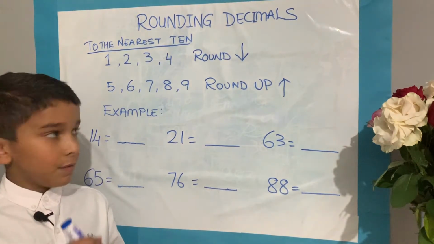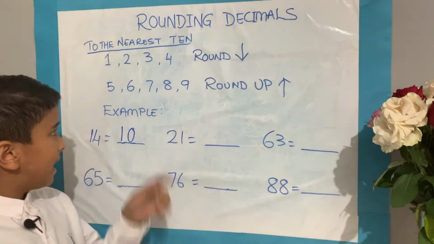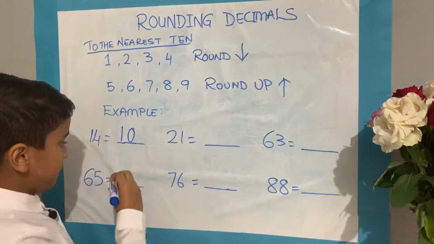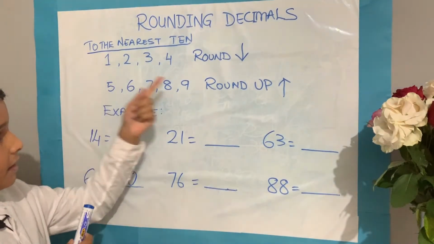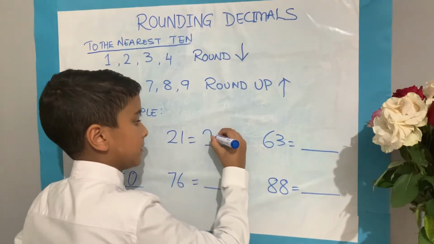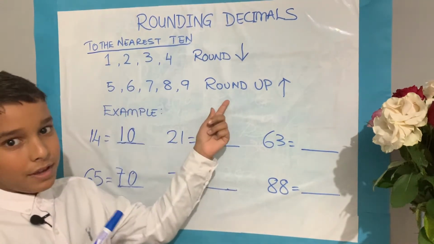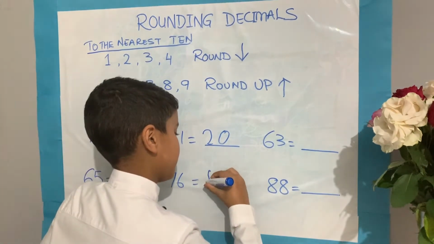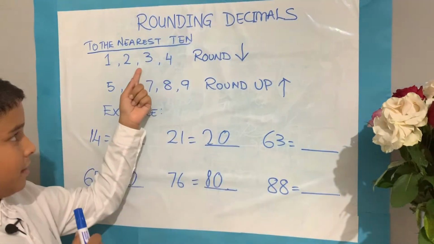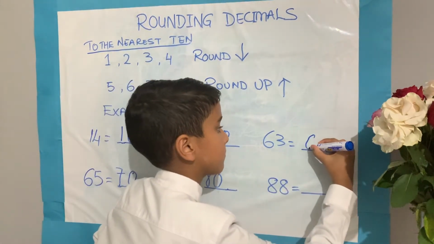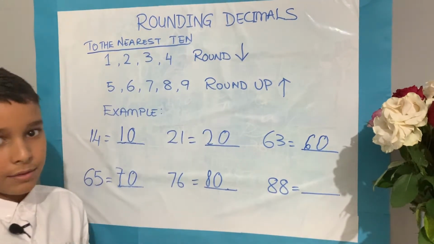14 ends in 4, therefore it rounds down to 10. 65 ends in 5. Therefore, it rounds up to 70. 21 ends in 1. Therefore, it rounds down to 20. 76 ends in 6. Therefore, it rounds up to 80. 63 ends in 3, therefore it rounds down to 60. 88 ends in 8, therefore it rounds up to 90.